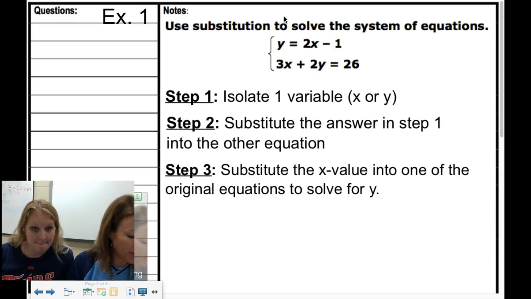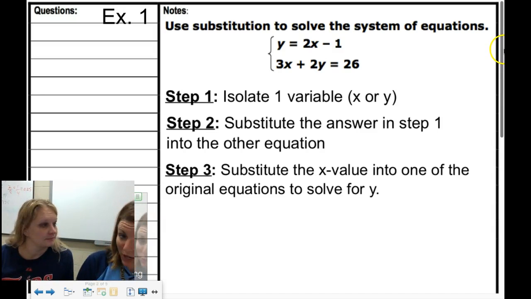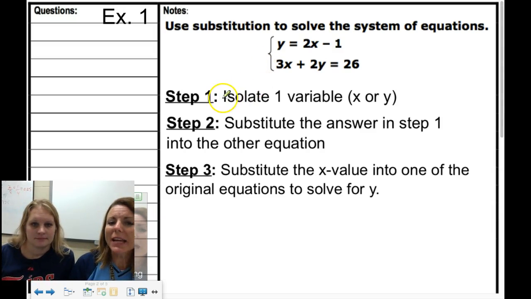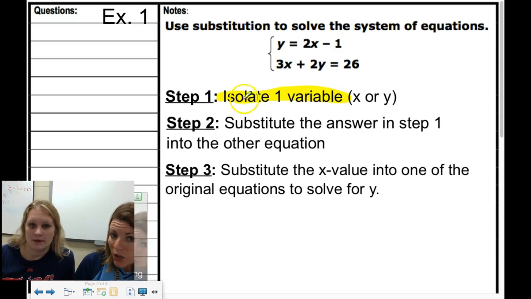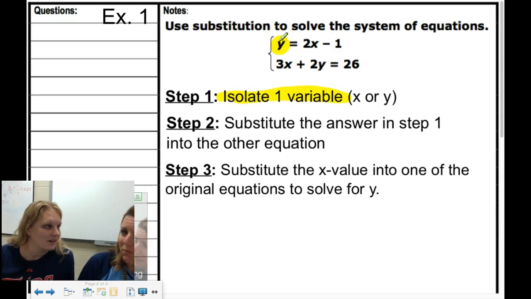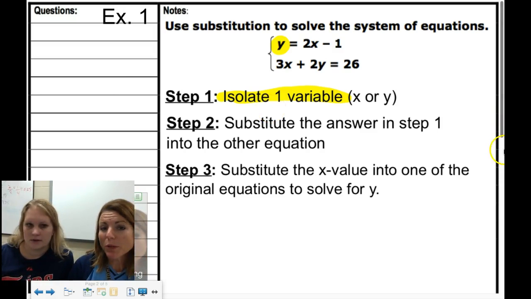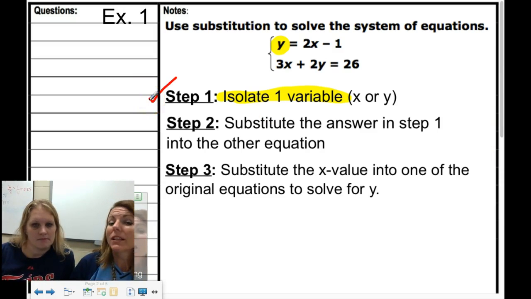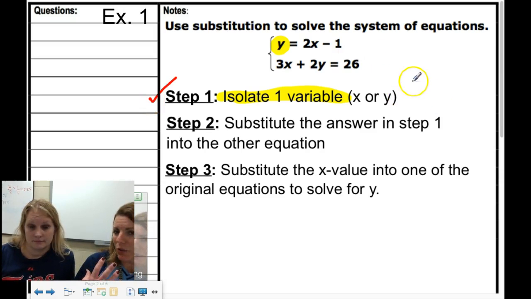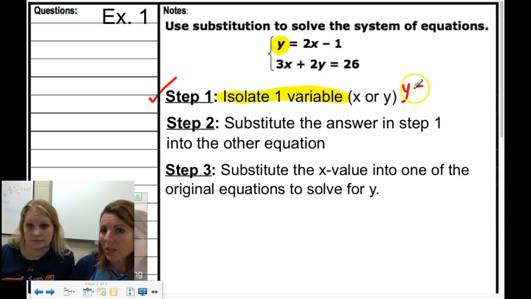We already have an example right away that we're going to start with. We're going to use substitution, and I always like to follow steps. As you can see, there are steps right there. Step one means isolate one variable, in either equation. Look up there. Isn't something already isolated? We already have a y by itself. Perfect, so step one is already done. Next to step one, let's write what it is so they know what we're talking about. It's y equals 2x minus 1.